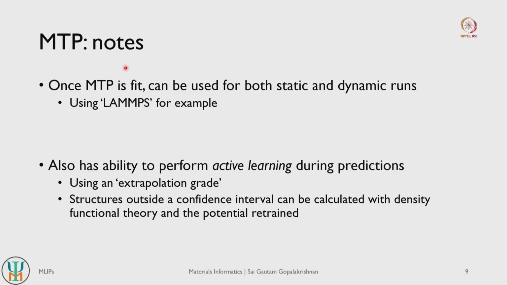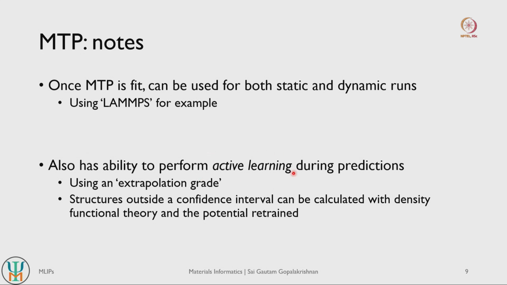And this kind of exercise is quite common in other machine learning interatomic potentials as well. Even the more modern ones which use graph based networks, you almost always tend to use LAMMPS to do both static and dynamic runs. And moment tensor potential specifically also has active learning incorporated into it.